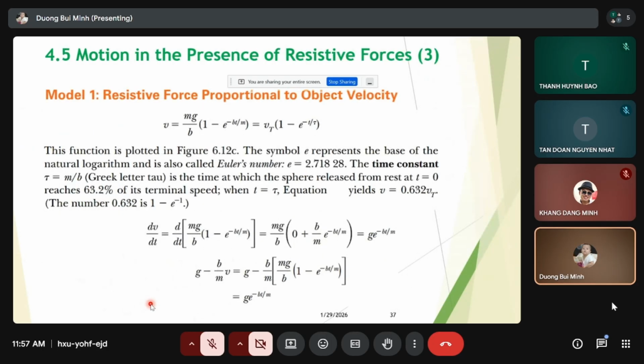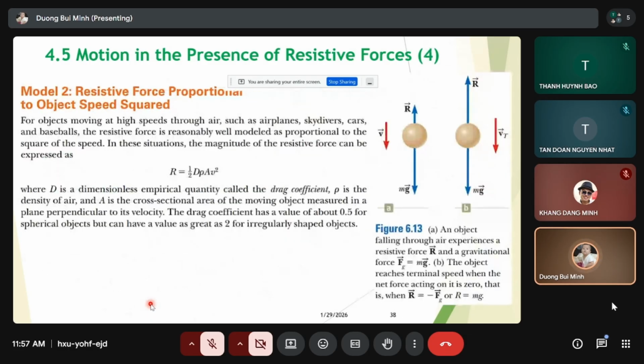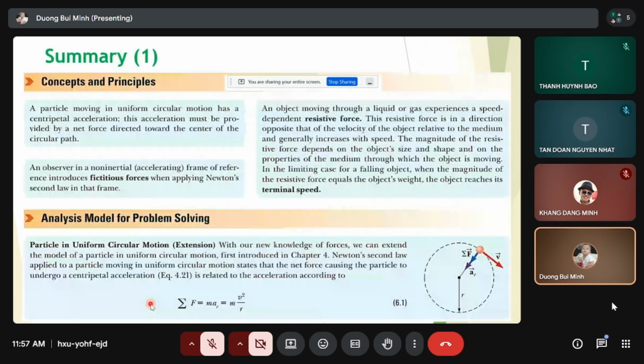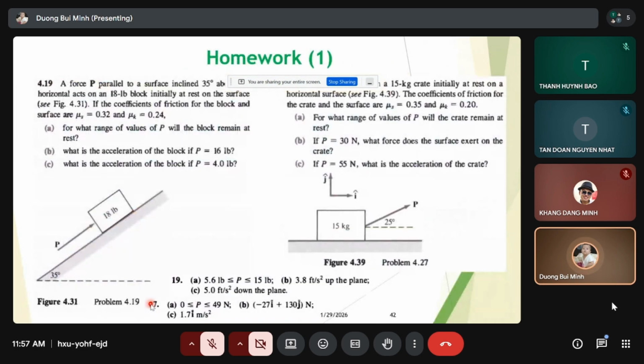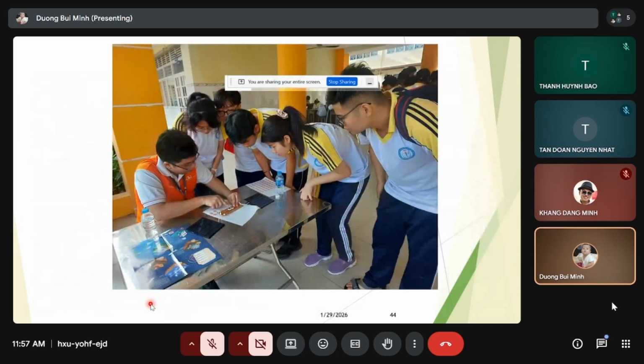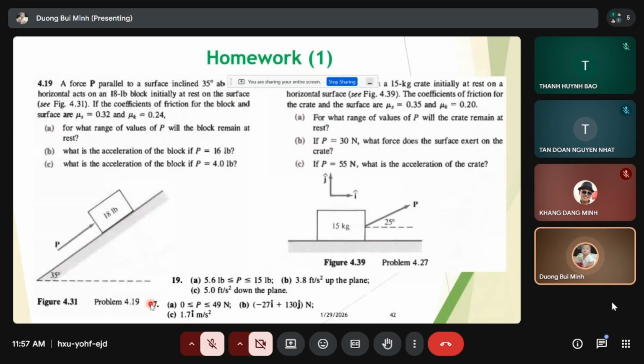This is for your reference. So we finish lecture 4. Okay, and we have homework, of course. I will set up the homework maybe in the next 2 weeks. Enjoy Lunar New Year and don't forget to do the homework of Physics 1 and Linear Algebra.